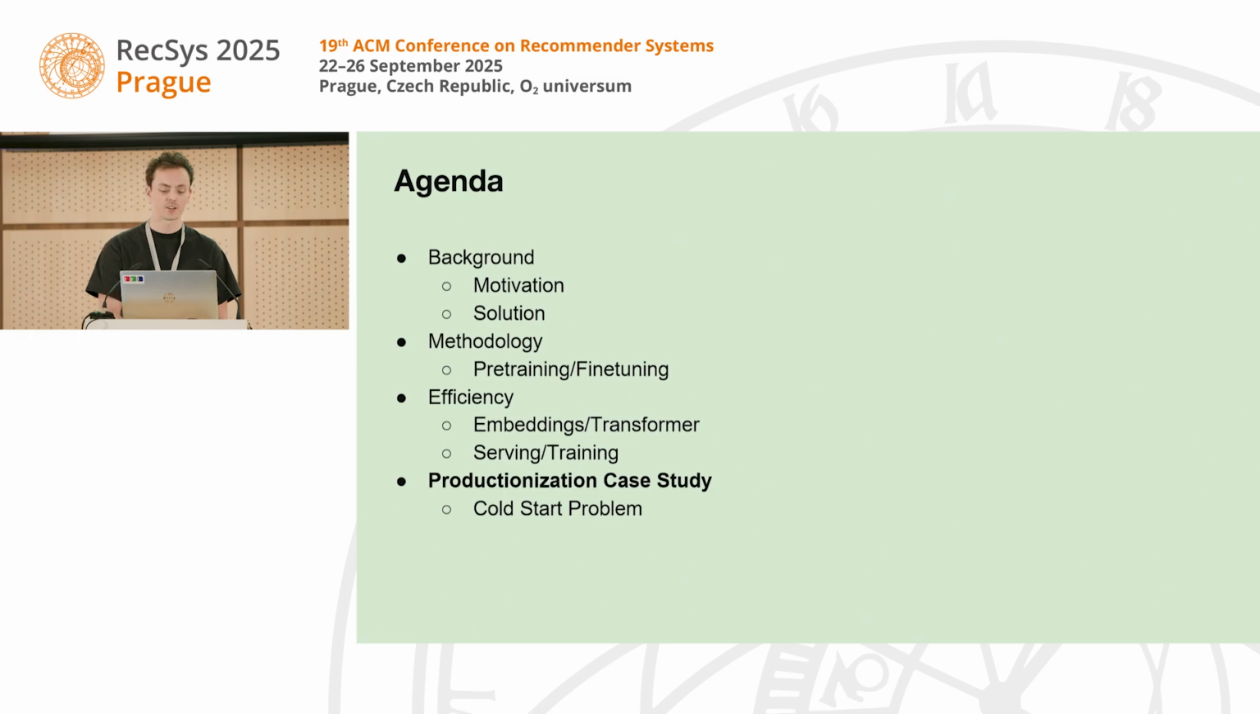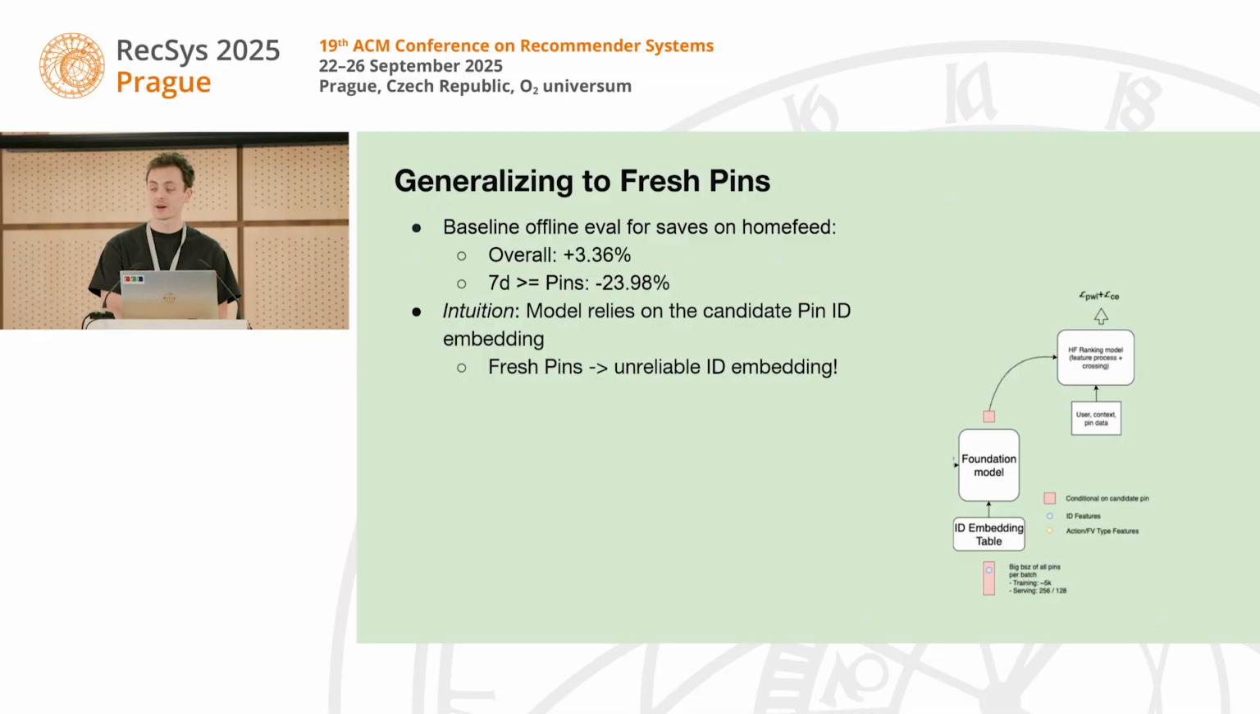Lastly, I'll touch on a case study of productionization, which focuses on how we handled the cold start problem. As you might expect, integrating this without any sort of tricks into our ranking model was helpful for overall content, but was extremely harmful for the freshest content. In this case, we're looking at pins that are just 7 days old or less.